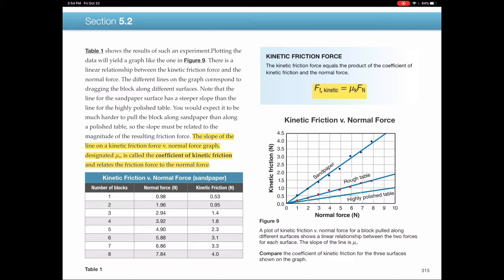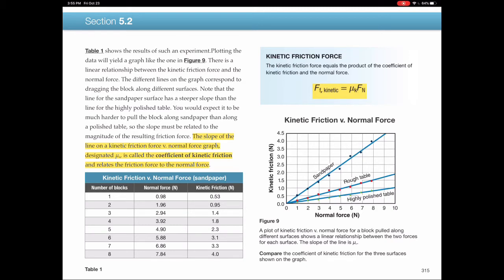Take a look at figure 9. Here we see a plot of the kinetic friction, the force of friction on an object versus the normal force. Notice that the greater the normal force, the greater the force of friction. Here we're looking at three different situations where we have sandpaper, a rough table, and a very highly polished table. In each of these cases, the slope of the line is different. For a very rough surface, you're going to have a lot of friction, a great increase in friction as the normal force goes up. For a very polished table, the force of friction will be much less.